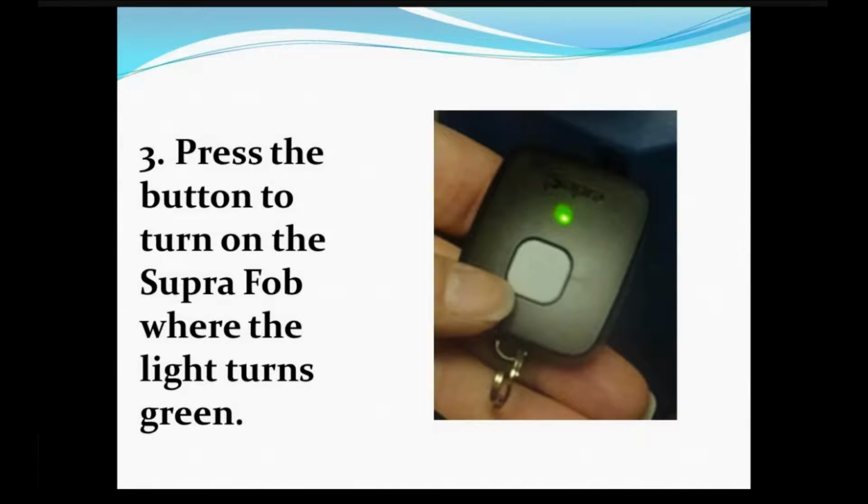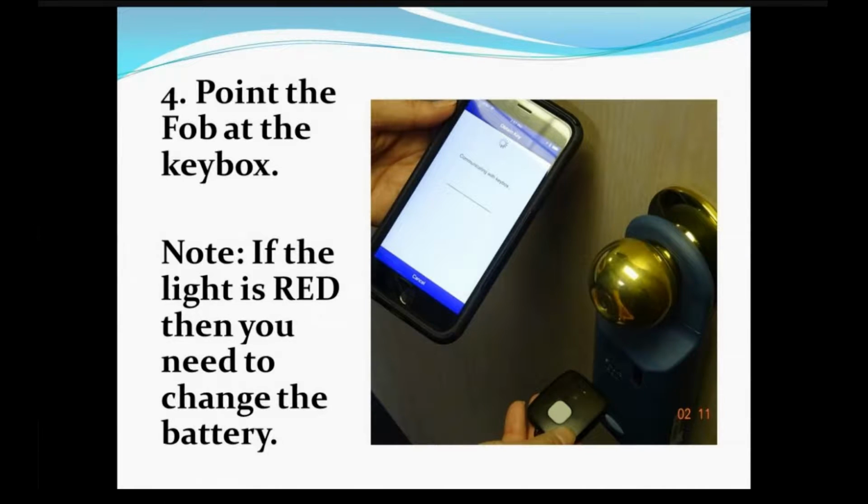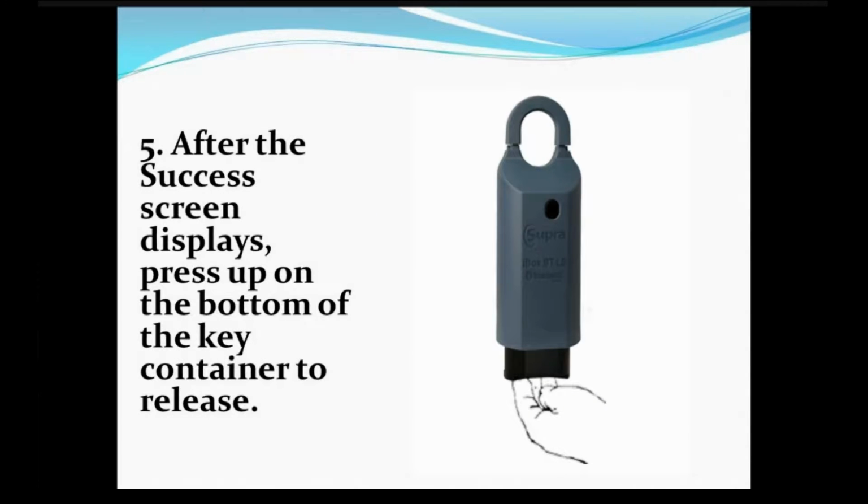While you have it faced directly at the key box, remember to face it at that little red eye on the front of the key box. At this point, it will communicate between your phone to the fob to the key box. Once you get to the success screen, that is your indication that the key compartment is available to be opened. All you have to do is push on the very bottom of the compartment and the key compartment will fall out. Take the key out and replace the compartment.